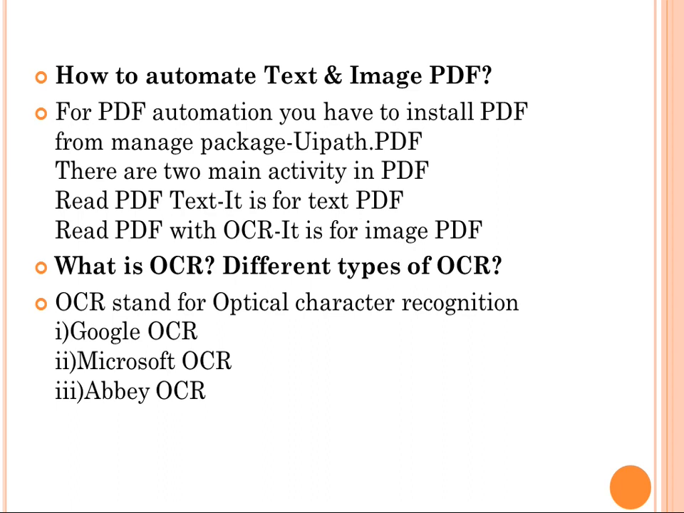How to automate text and image PDF. For PDF automation you have to install the PDF package from Manage Packages. The package name is UiPath.PDF. Without that package you can't automate any PDF related activity. There are activities like Read PDF Text, by which you can read the data from a PDF, and another method is using OCR. If the PDF contains images, in that case you can use Google OCR, Microsoft OCR, or Adobe OCR. We are going to cover the differences between these OCR, optical character recognition, engines in another video, where we will walk through Google, Microsoft and Adobe in detail. Let's move towards the next question.